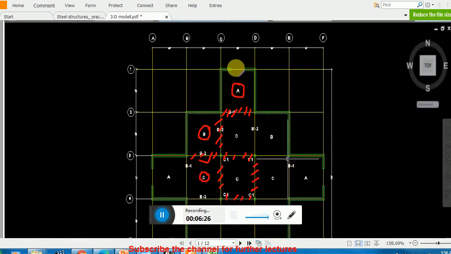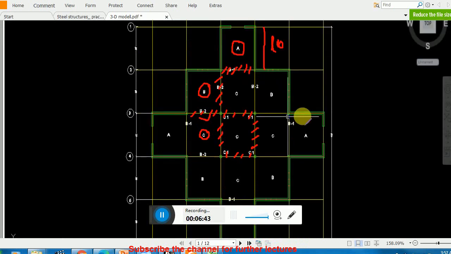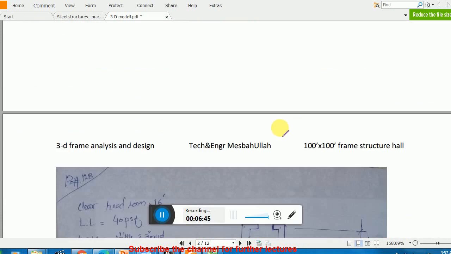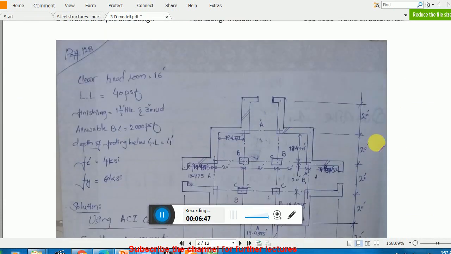Remember, you have to find out which one is the shorter span and which one is the longer span. The shorter span is denoted by LA and the longer span is denoted by LB, but these are the clear spans. Okay, so let me check.